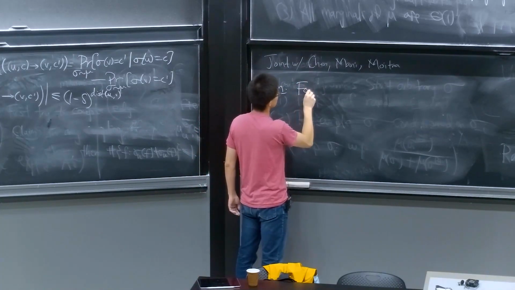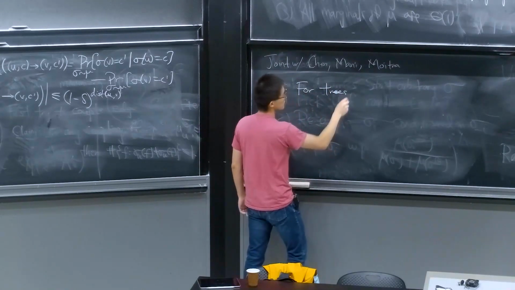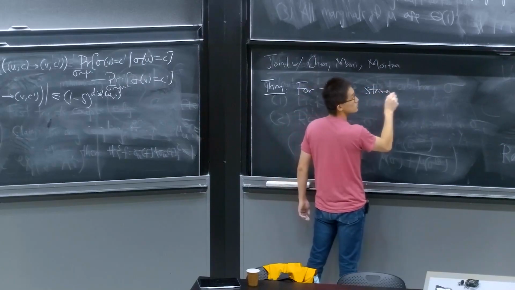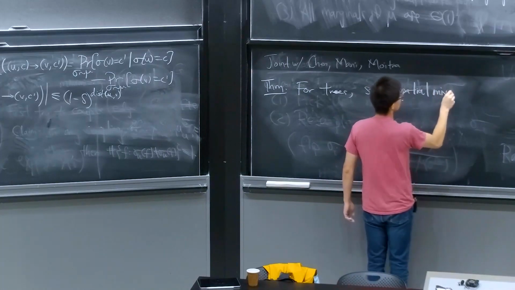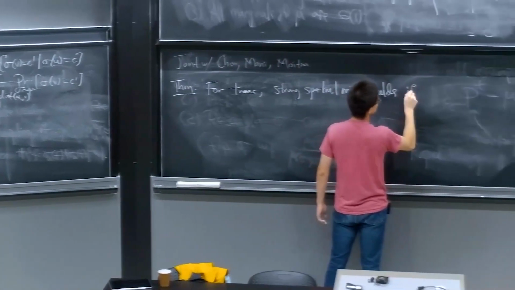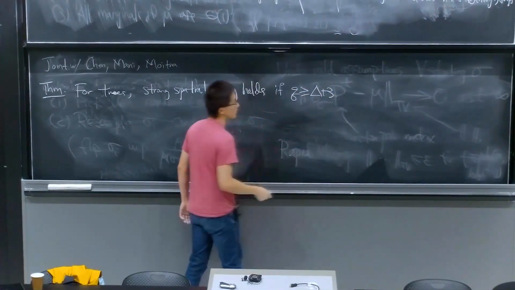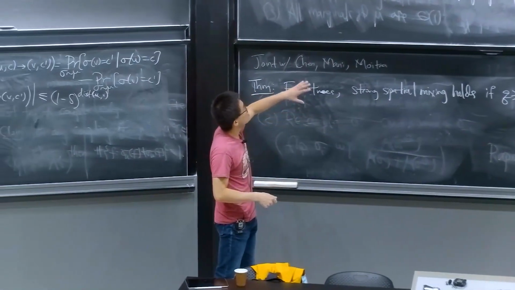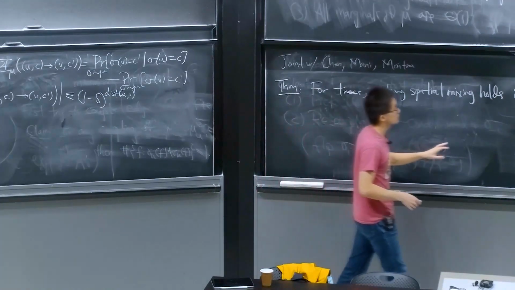For trees specifically, strong spatial mixing holds as long as the number of colors Q is at least the maximum degree plus 3. Okay, so we're just slightly away from the conjectured threshold.